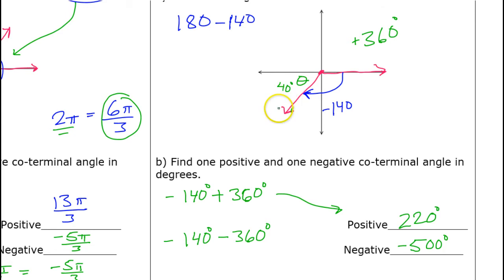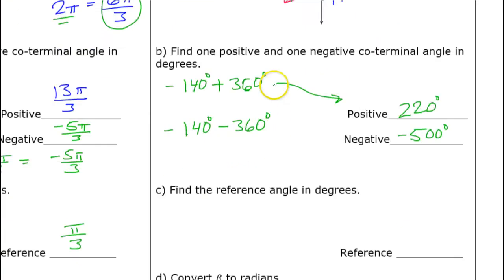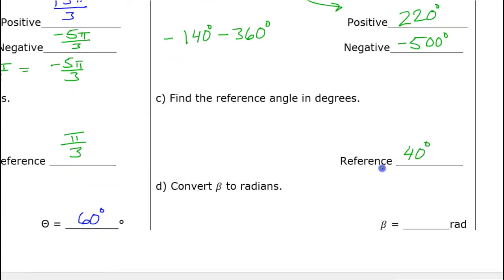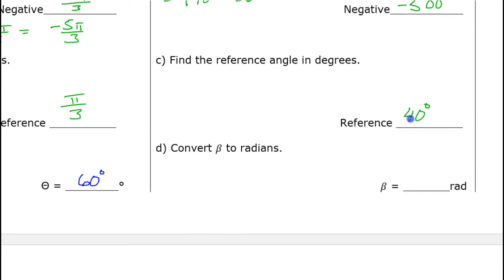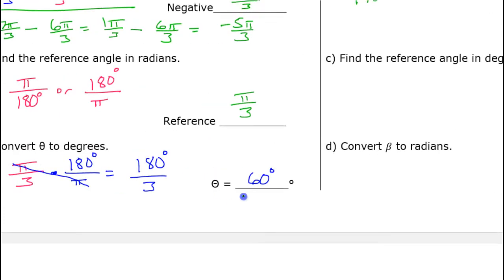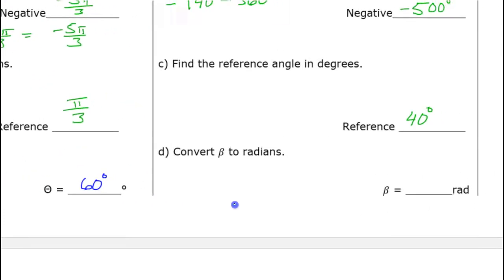Anyway, so this is 40 degrees. Now reference angles are always positive. They're always positive. So I'm just going to say 40 degrees, not negative 40 degrees. Okay, now I need to convert to radians. Now 40 degrees is not one of these special angles, so I definitely need to do the conversion that I was talking about on the previous problem.